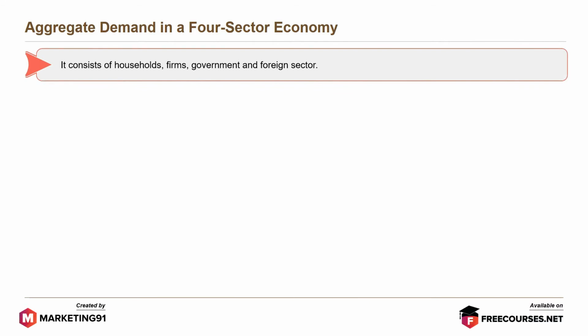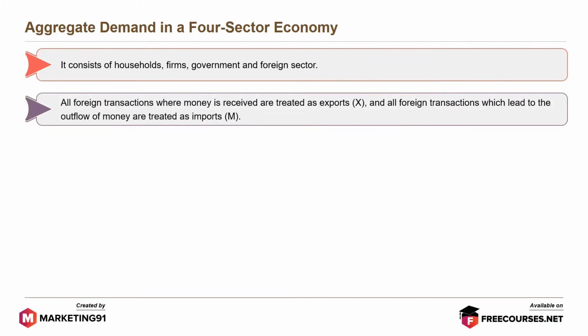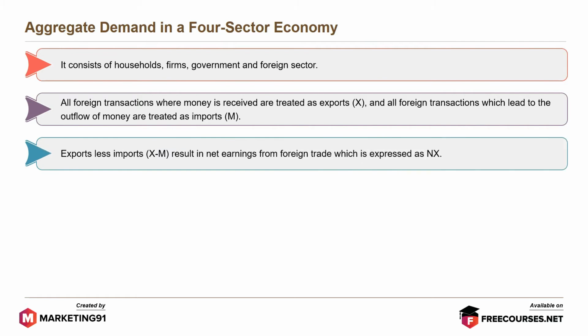A four-sector economy consists of households, firms, government and the foreign sector. All foreign transactions where money is received are treated as exports, or X, and all foreign transactions which lead to the outflow of money are treated as imports, or M.